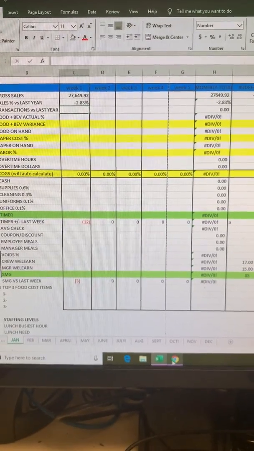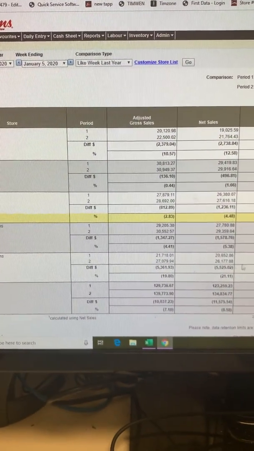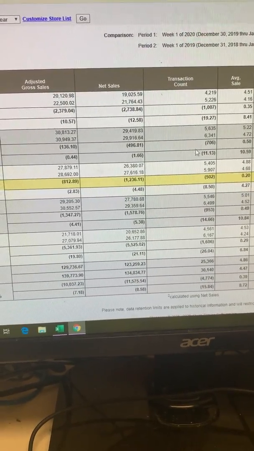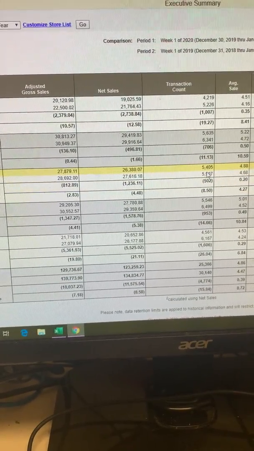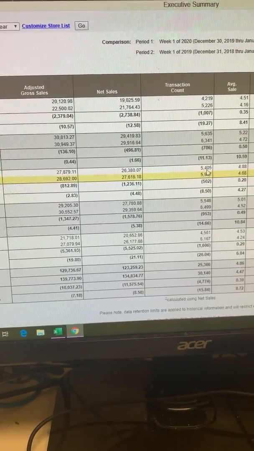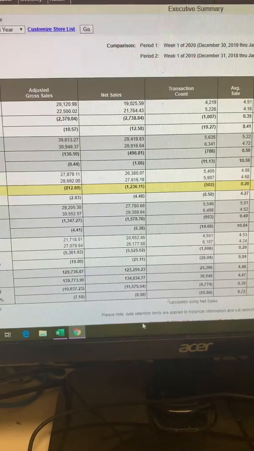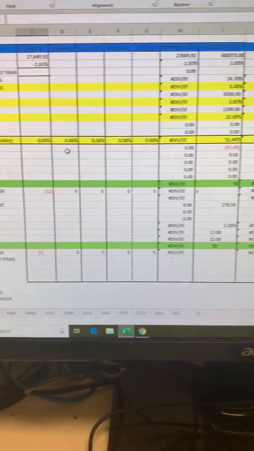Your transactions plus or minus over last year, you find that right here. So this is transactions this year, this is transactions last year, this is what I was minus. So I'm going to put in that.